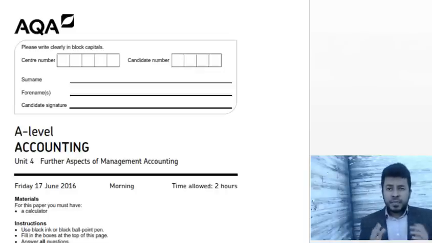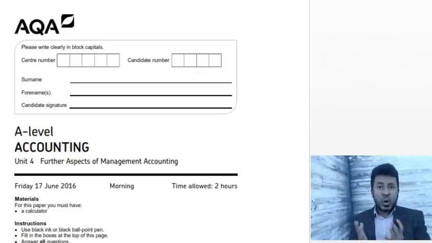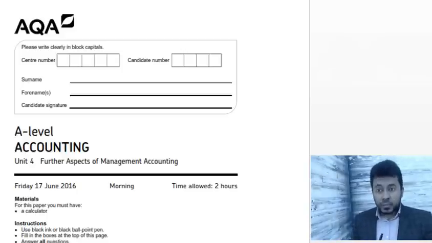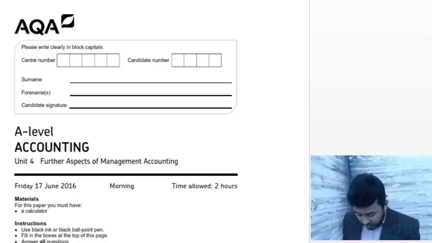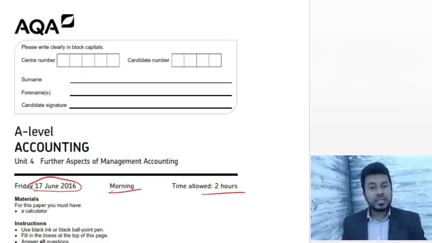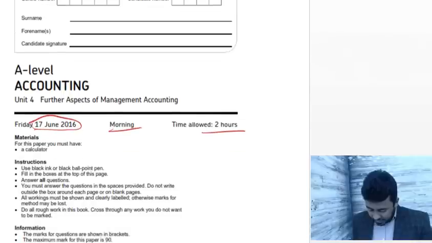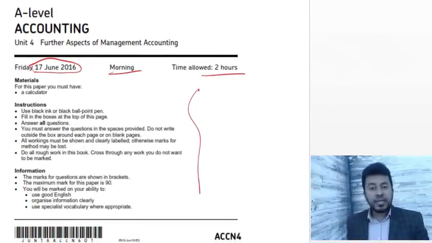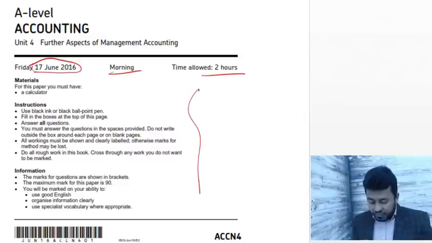Okay, folks, the past paper looks exactly like this on screen on my left-hand side. Let's scrutinize the past paper. It's an AQA past paper from 2016. The exam took place 17 June. It's a morning exam, 2 hours, and there are 90 marks available. Some information given. You should read it very carefully before you start your question.